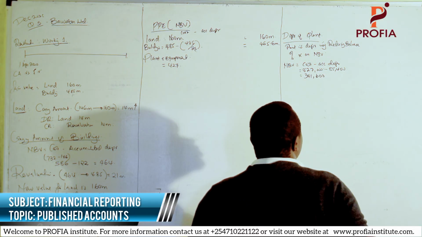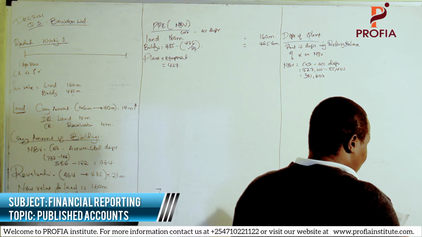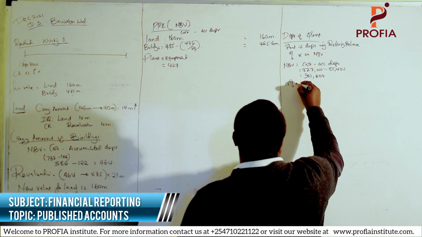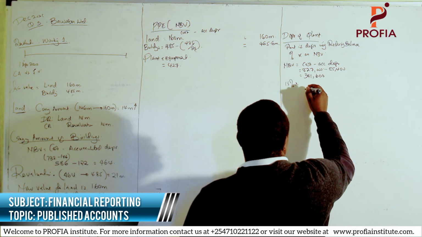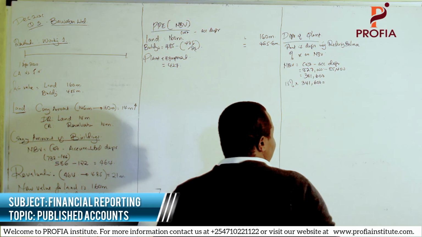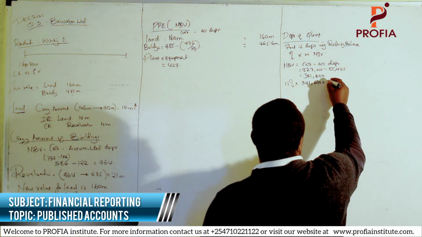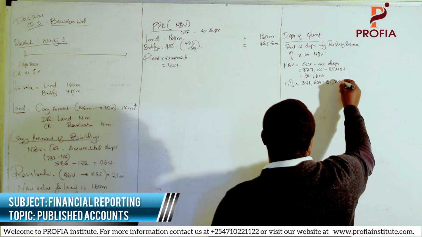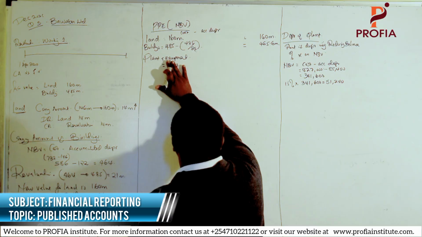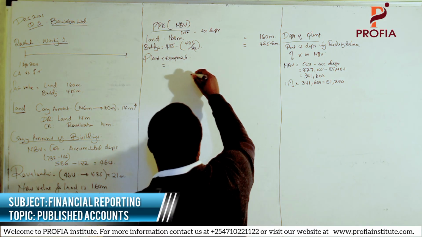341,600. That is the net book value. And we are told we are supposed to apply 15% on this value. So we'll say 15% of how much? 341,600. Itakupea ngapi? 51,240. So basically, the net book value of the plant will be 3.